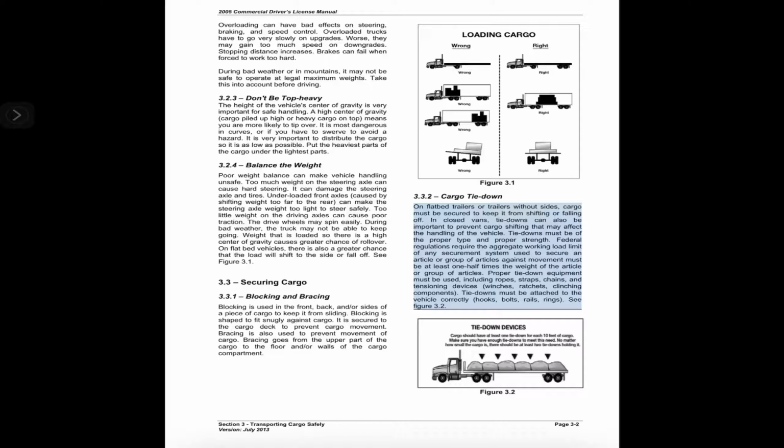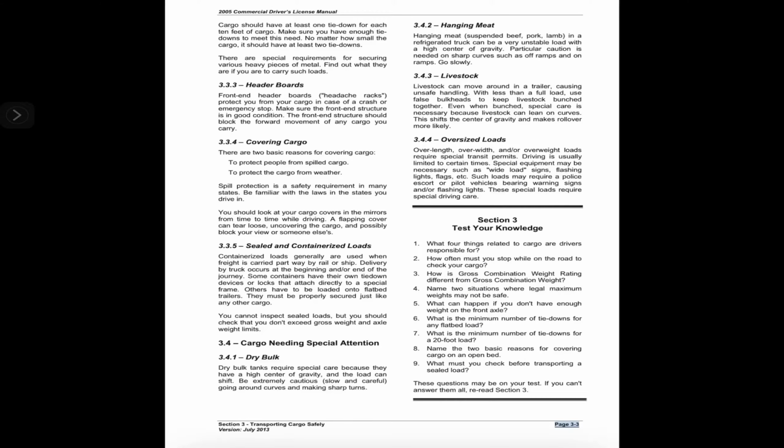Proper tie-down equipment must be used, including ropes, straps, chains, and tensioning devices, winches, ratchets, clinching components. Tie-downs must be attached to the vehicle correctly: hooks, bolts, rails, rings. See Figure 3.2. Figure 3.2, page 3-2. 2005 Commercial Driver's License Manual.